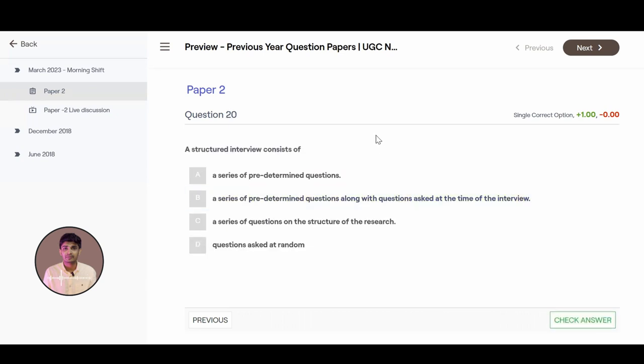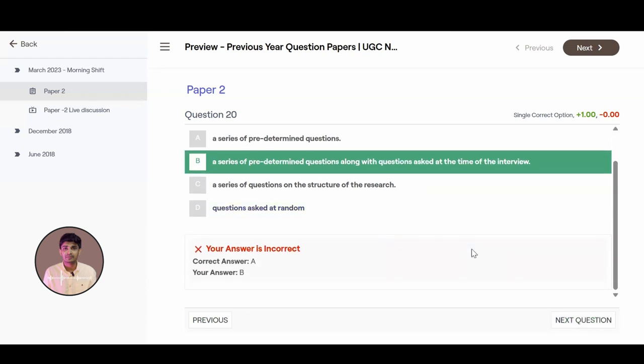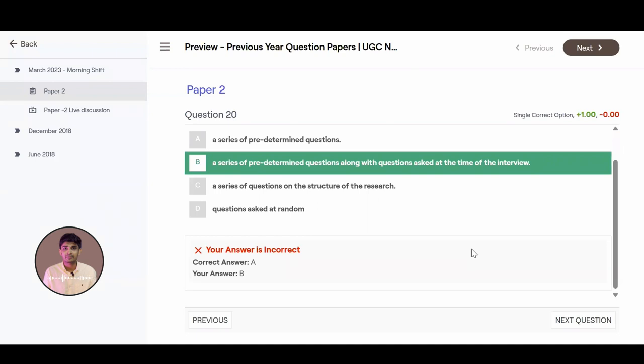This is from research methodology. A structured interview consists of dash. A series of predetermined questions, along with questions asked at the time of the interview; a series of questions on the structure of research; questions asked at random. You've given B as the answer. Let's see if it is B. But B is not the answer. It doesn't contain questions asked at the time of the interview. The answer is A. It contains only the questions which are predetermined, a series of predetermined questions only.